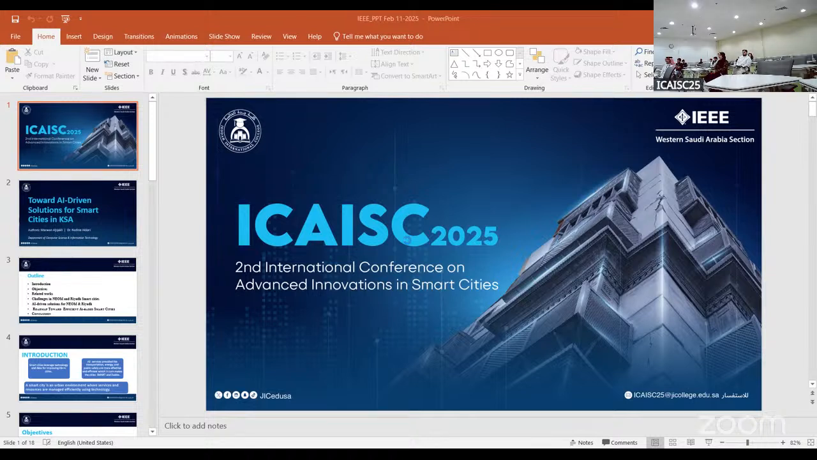In conclusion, AI is a fundamental driver in the transformation of smart cities in Saudi Arabia. Smart cities like NEOM and Riyadh showcase different challenges and opportunities requiring tailored AI-based solutions. Also, AI-driven infrastructure enhances urban efficiency, sustainability, and citizen engagement.